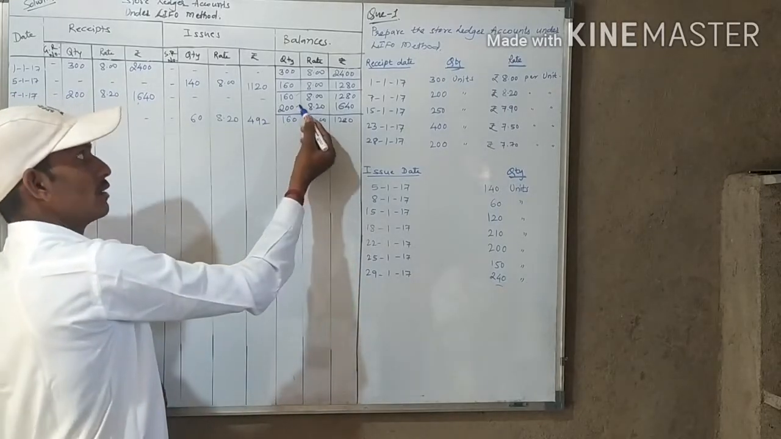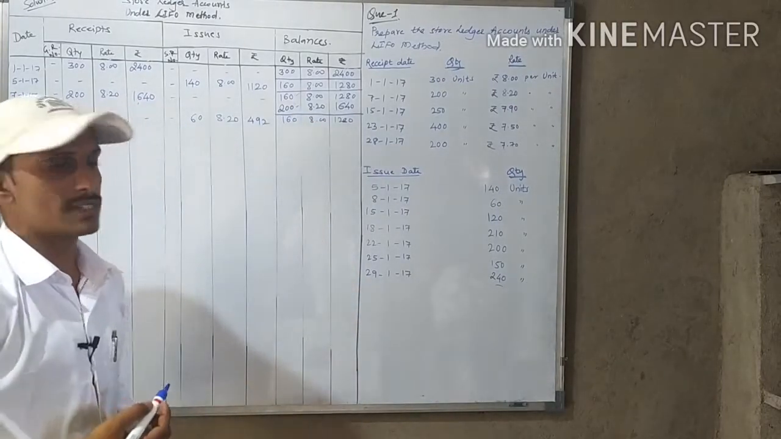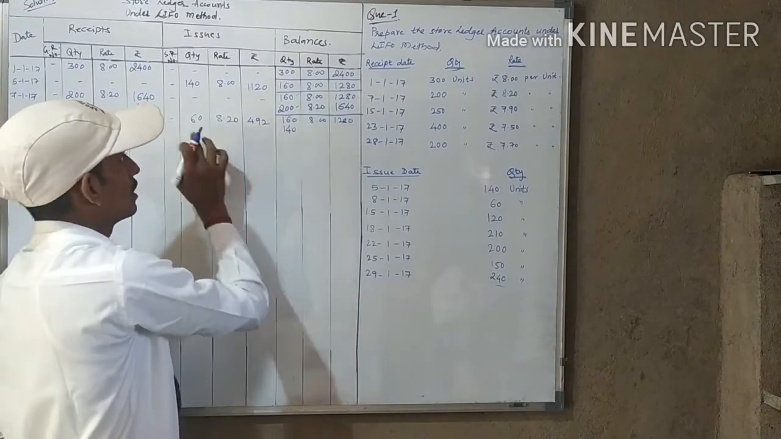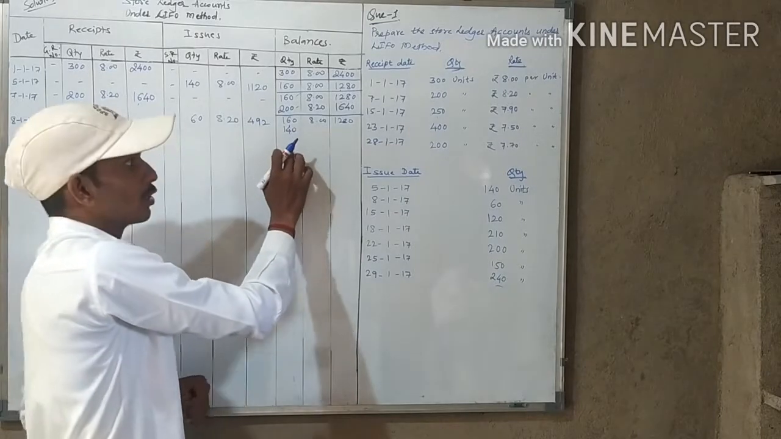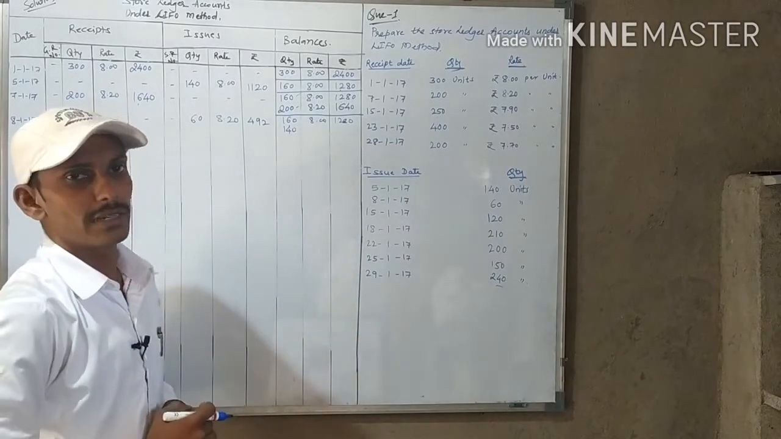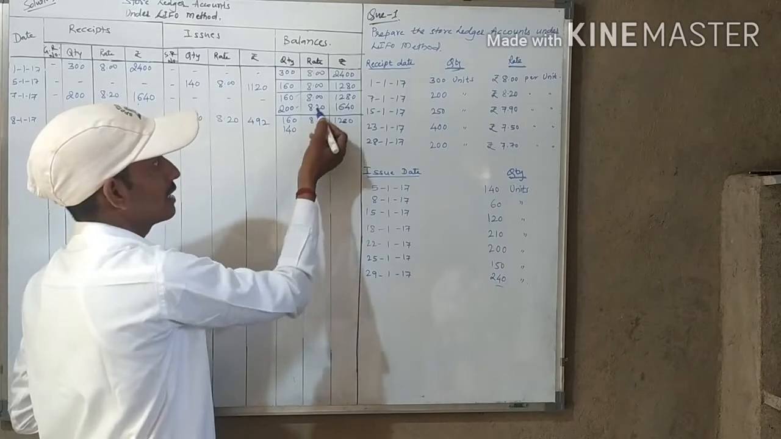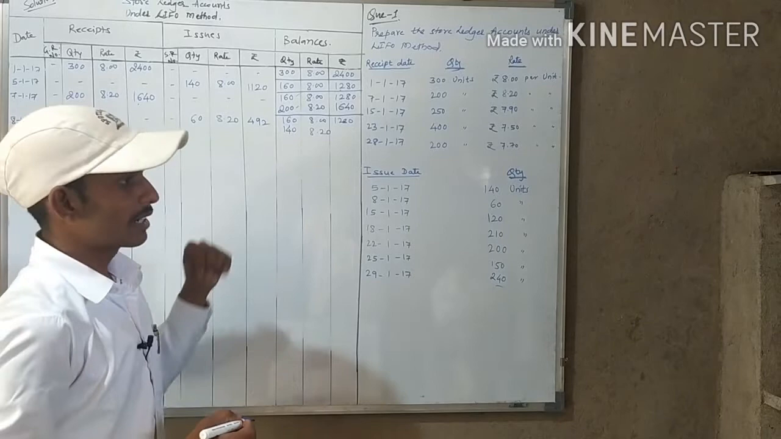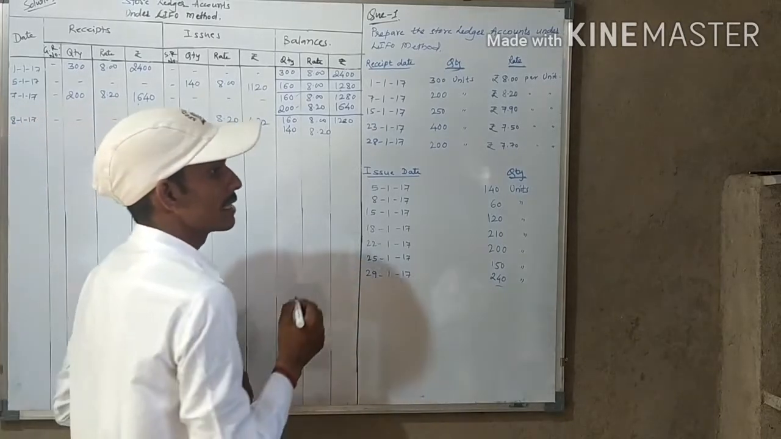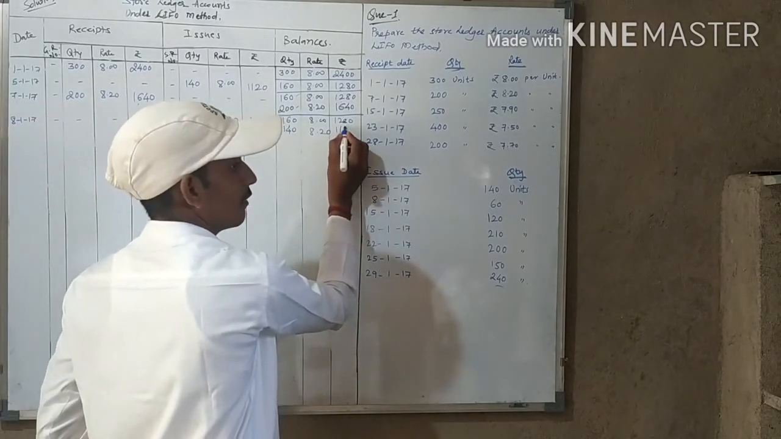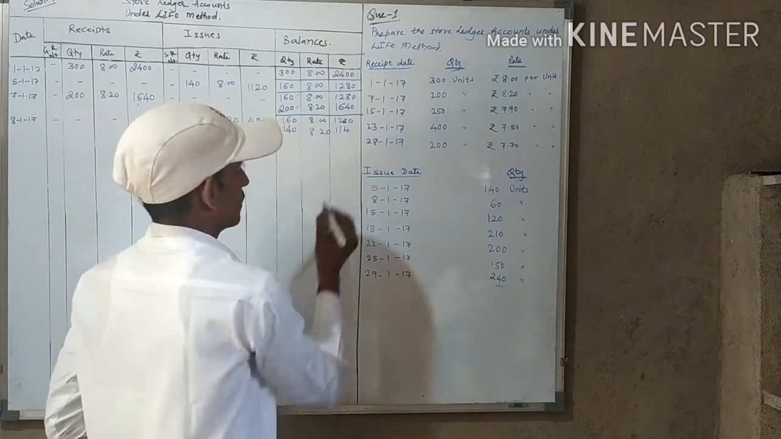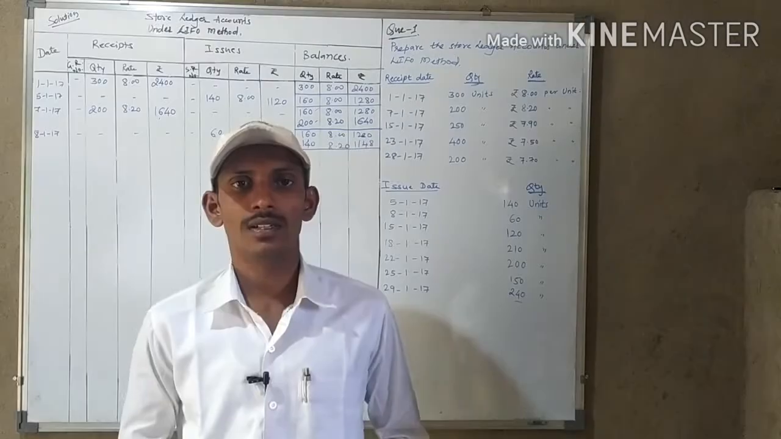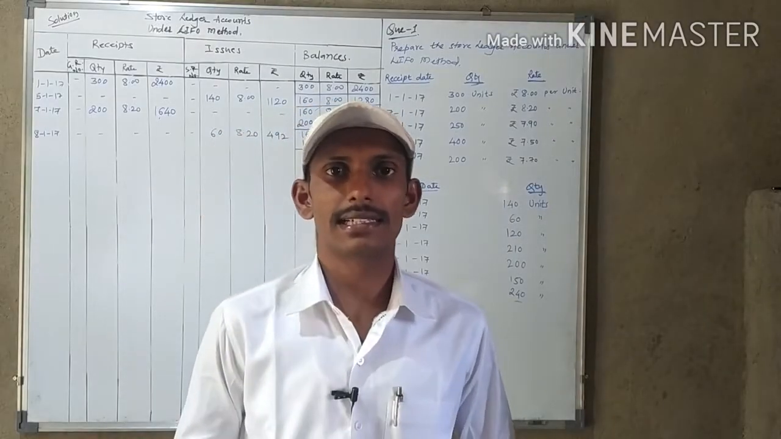Out of 200 we have already issued 60 units. Then what stock remains in the godown? Out of 200 we issued 60 units, which means in the godown 140 quantities are available. The rate per unit here is 8.20. After calculating, you will get the answer 1148. Okay, 1148. Now strike the balance. Then let us check the next transaction.